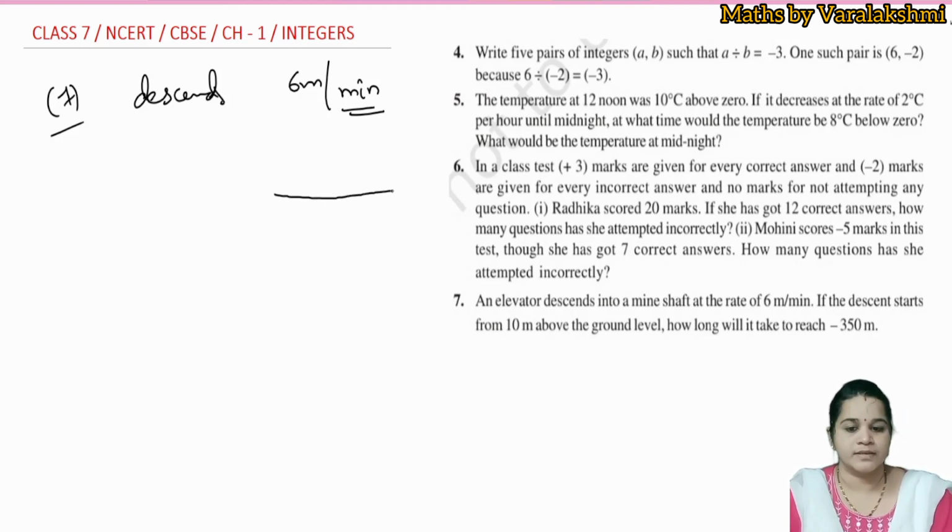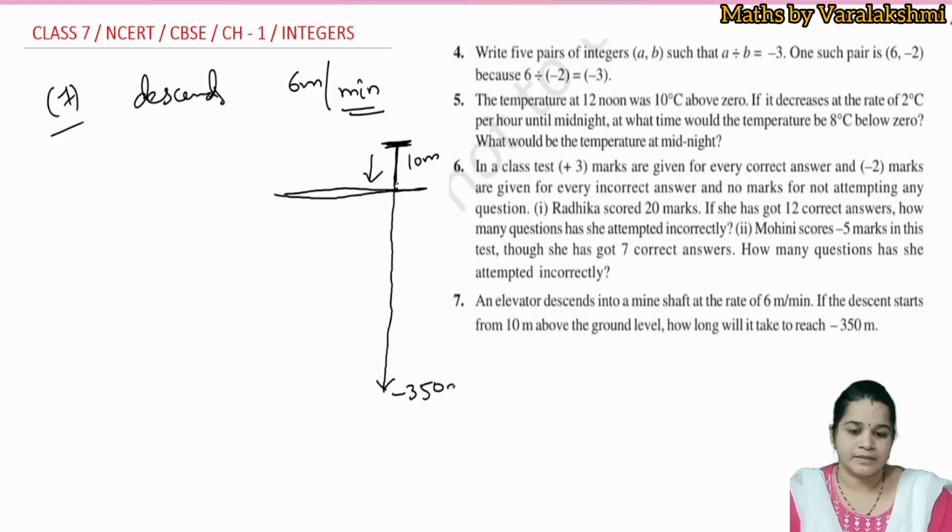Let us suppose this is the ground level. From the ground level, 10 meters above, the elevator is here. Now the elevator is moving towards down. Now we need to find after how many minutes it will reach minus 350 meters. It is plus 10, then 0, then minus 10, minus 20, minus 30, minus 40 meters, and so on.